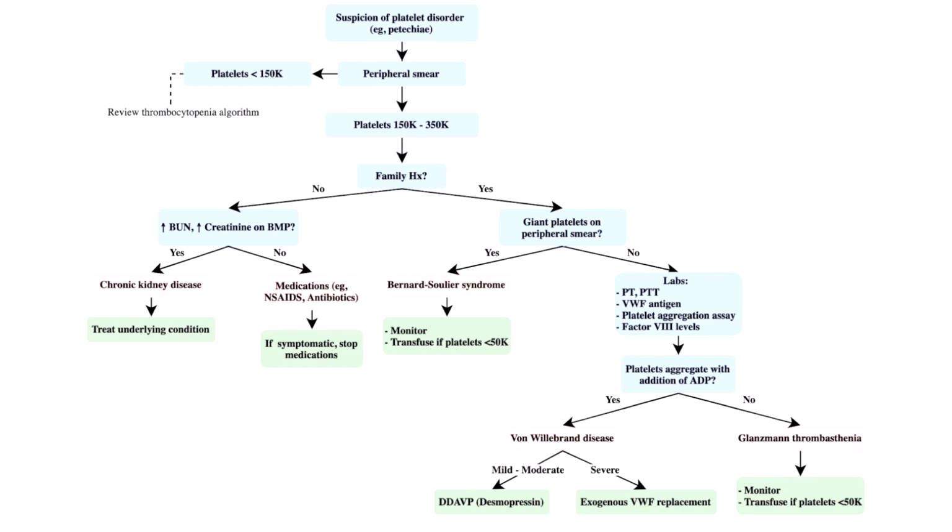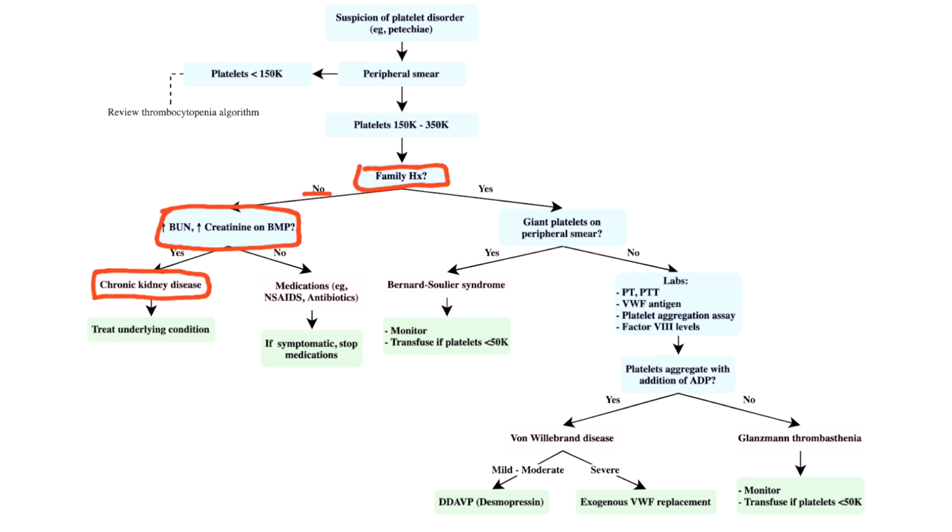Let's move to the right side of this algorithm where we have qualitative platelet disorders with normal platelet count. The first thing we want to know is whether the patient has a family history of bleeding tendency. If there is no family history, then we should measure blood urea nitrogen and creatinine. If both these markers are high, the patient likely has chronic kidney disease with uremic coagulopathy. If these renal markers are normal, then we should think about medication-induced platelet dysfunction.